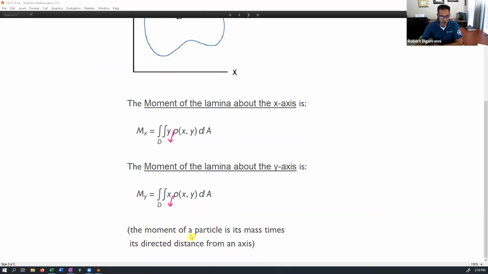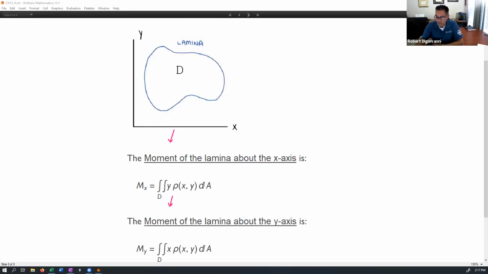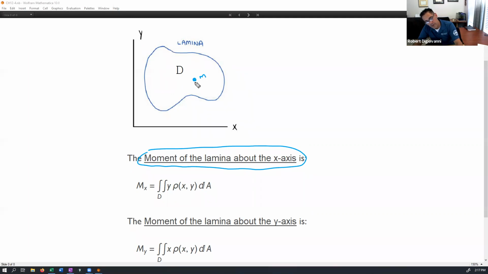Now, what is the moment? The moment of a particle is its mass times its directed distance from an axis. That's a physics definition. You want to know the moment of something. It's the mass of the object or the mass of the particle times the directed distance from some axis. So when we are talking about the moment of the lamina about the x-axis, we're saying if we take a particle here, we want to know its mass at that point, and then we want to know its distance from the x-axis, which will always be your y coordinate. And that's why you're taking y times the density. Well, actually this right here together is mass. And so it's your mass times your distance, and that gives you your moment. And then if you do the y-axis one, the only thing that changes is that now you're at that point, but now you're looking at this distance, and that's always going to be an x value.